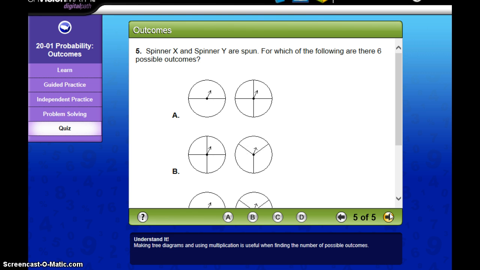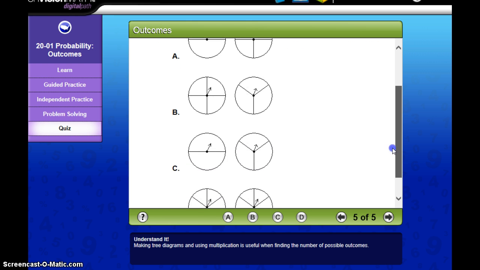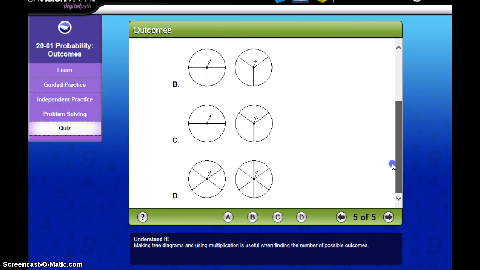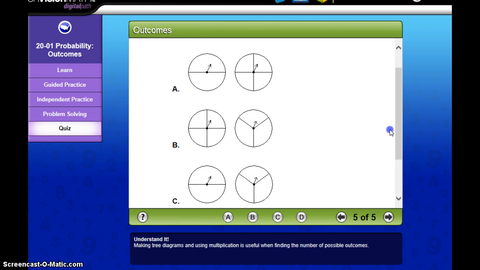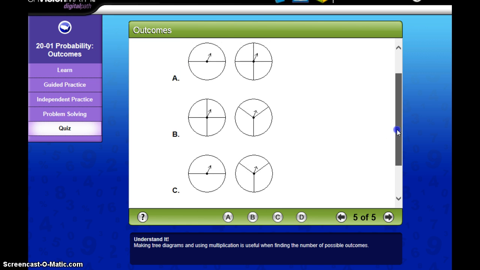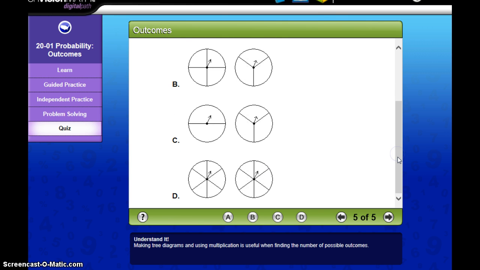We have 2 spinners. Which of these spinners would give 6 possible outcomes? Sarah? 8. Okay. How many here? 2. How many here? How many? 4. 2 times 4 is? 8. Ooh, we need 6. A's not going to work.